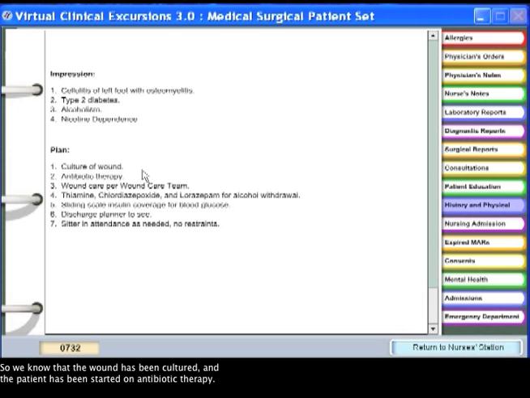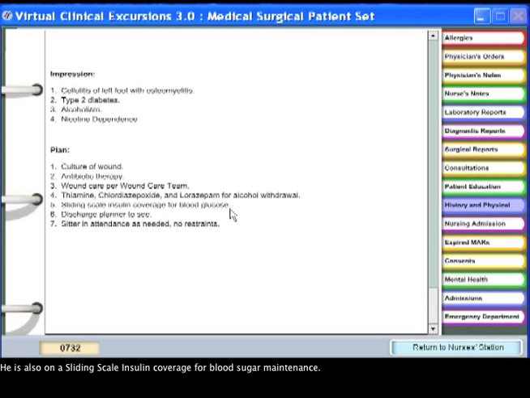So we know that the wound has been cultured and the patient has been started on antibiotic therapy. The wound care team will evaluate the patient for wound treatment. The patient is started on medications for alcohol withdrawal. He's also on a sliding scale insulin coverage for blood sugar maintenance. Okay, now let's look at the physician's progress notes.